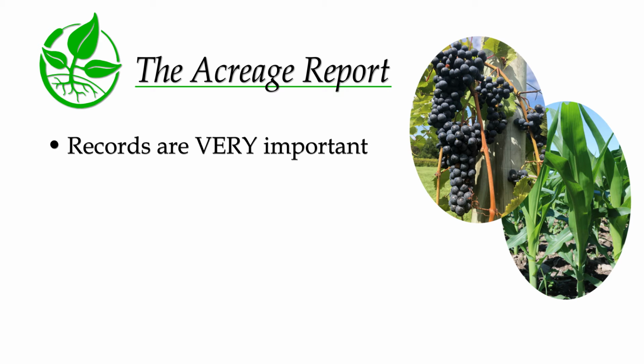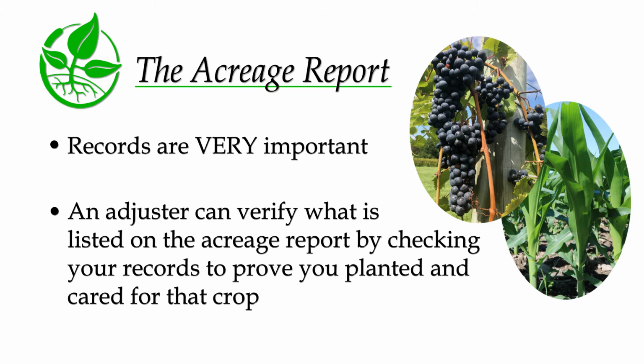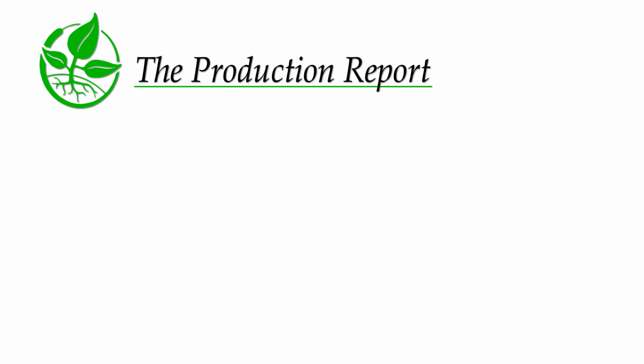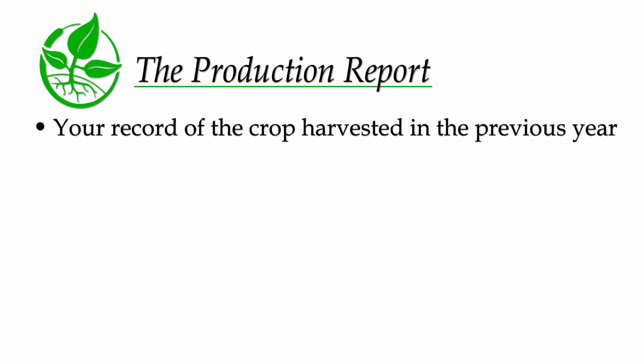Records are very important. If an adjuster comes out to view a crop, they can ask for your records of seed, fertilizers, pesticides, and such to prove that you planted and cared for that crop. The second major report, the production report, is your record of the crop harvested in the previous year.